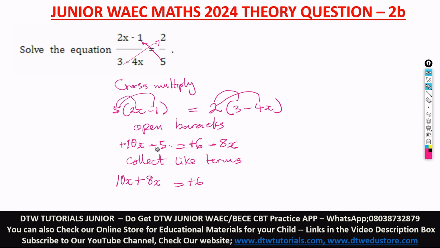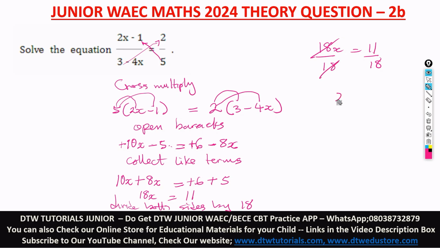Taking your negative 5 to this side, what does it give you? It gives you a positive 5. So from here, 10x plus 8x gives you 18x. And 5 plus 6 gives you 11. Now, you have to divide both sides by 18 because that's the next step. So you have 18x equal to 11, divided by 18, divided by 18. This would cancel out. So you have x is equal to 11 over 18.